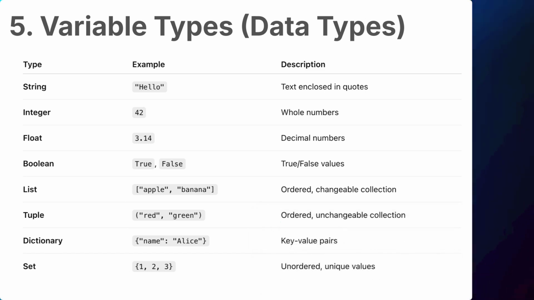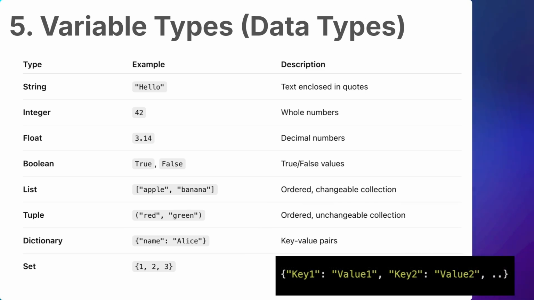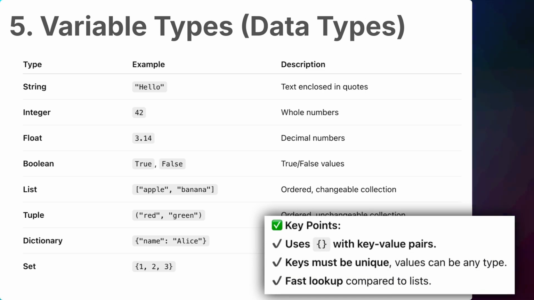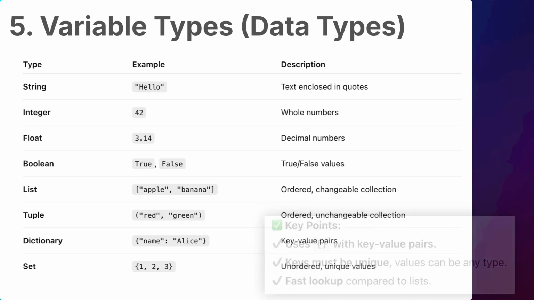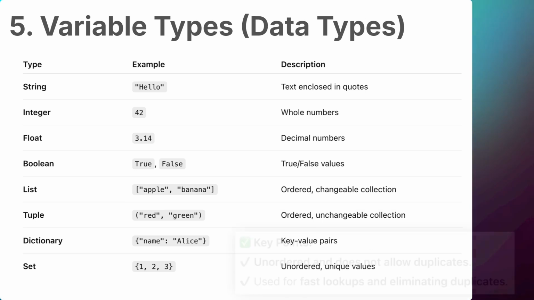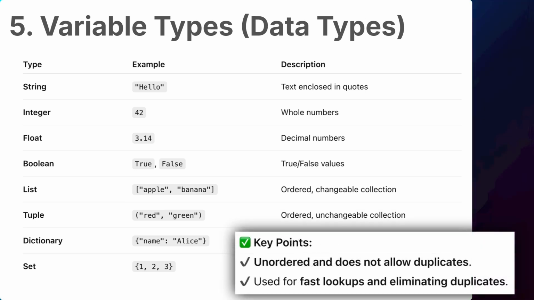7. Dictionary. A dictionary stores data in key-value pairs. Instead of using an index like a list, you use a key to access values. Key points. The dictionary uses curly braces with key-value pairs. Keys must be unique, values can be any type. Fast lookup compared to lists. 8. Set. A set is an unordered collection of unique items. Key points. Set is unordered and does not allow duplicates. Used for fast lookups and eliminating duplicates.